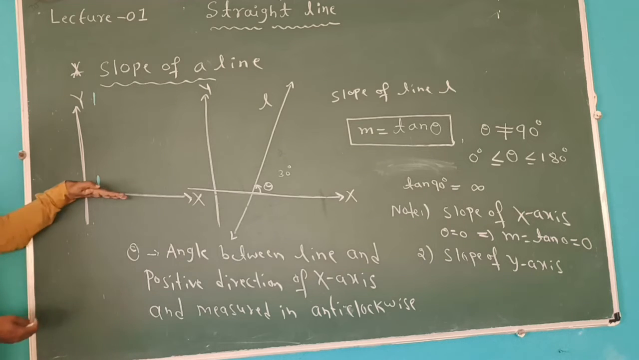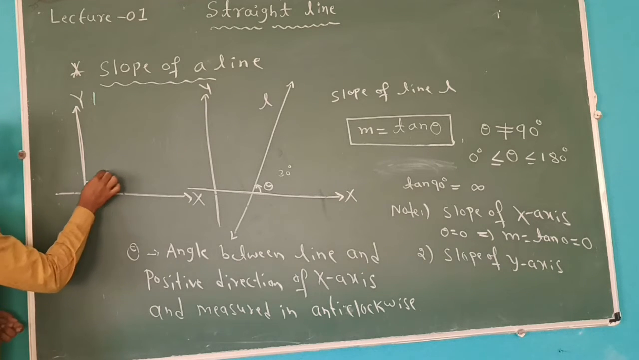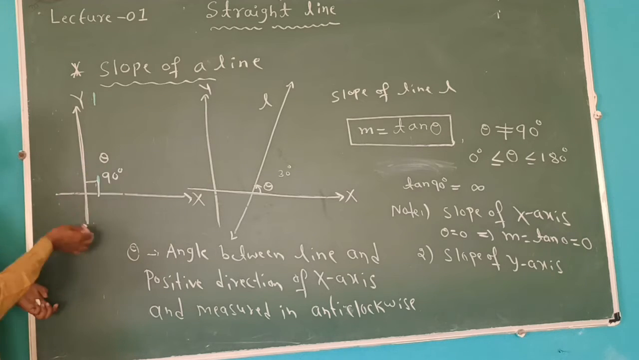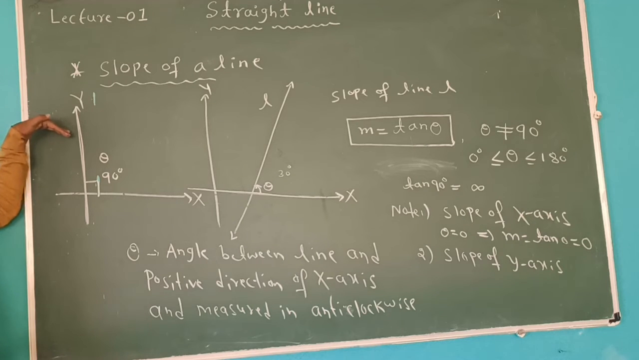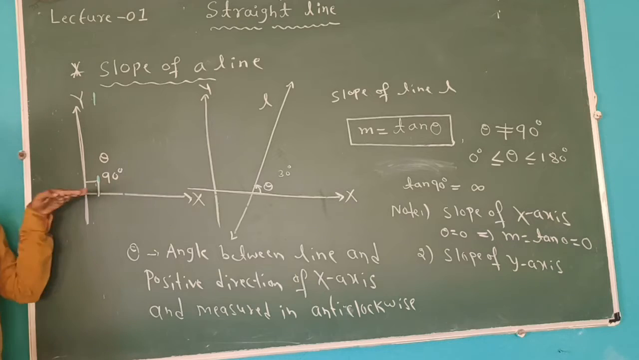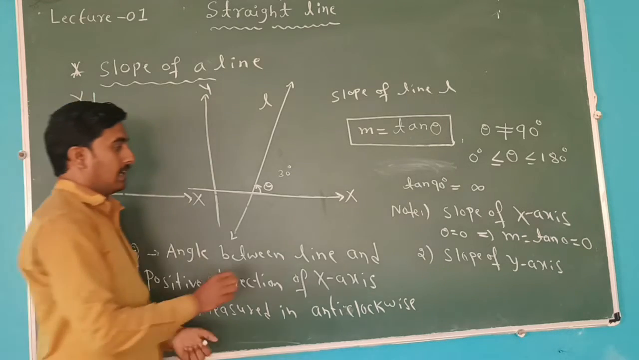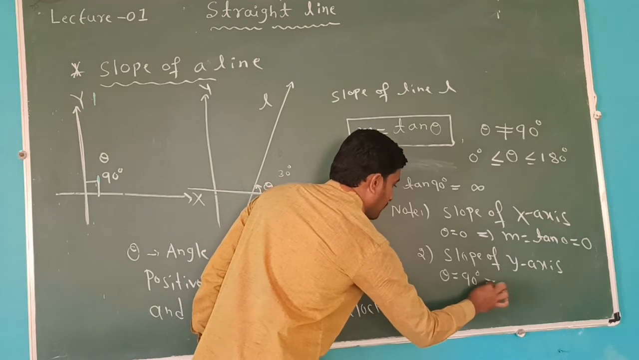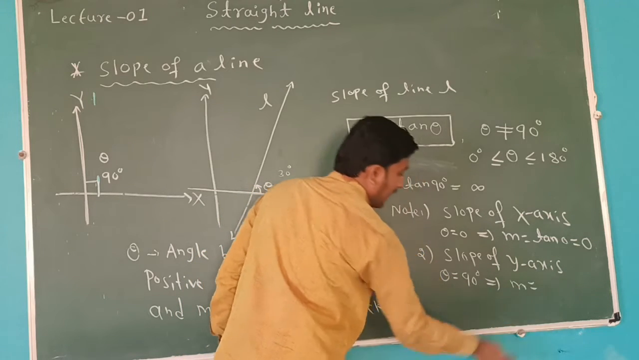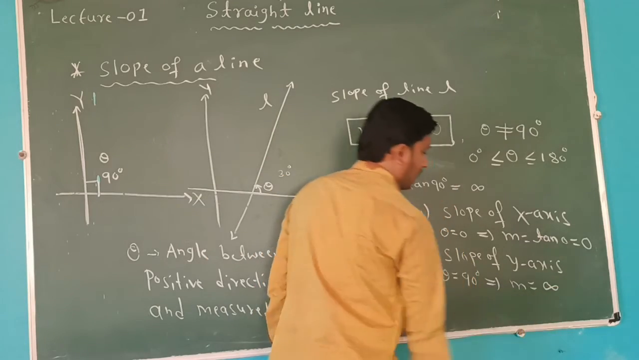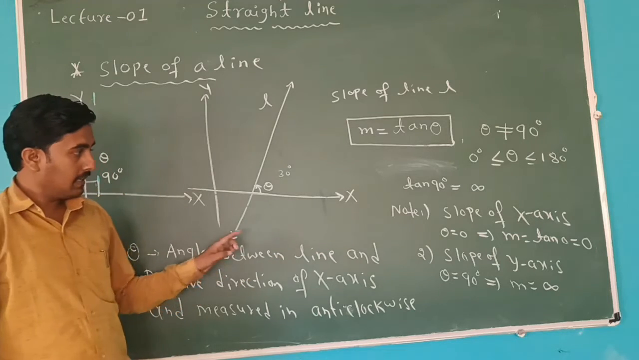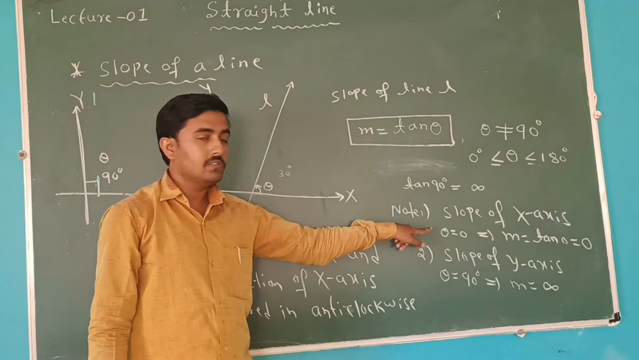Then this line and the x-axis have an angle of 90 degrees. Here theta is 90 degrees when the line is superimposed on the y-axis. Then the angle between the line and the x-axis is 90 degrees. So the slope of the y-axis, where theta is 90 degrees, is m equal to tan 90, which is what? Not defined. So the slope of the y-axis is not defined, and the slope of the x-axis is 0.